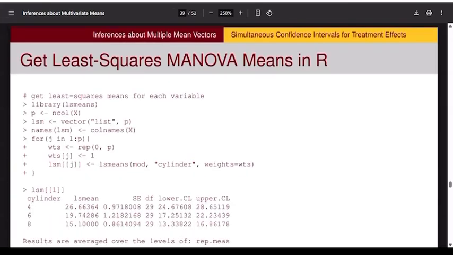But let me tell you this. We have a way to investigate all of that in R. In this course, I allow the use of R software. If you take a look at what I'm displaying now, it is least square MANOVA means in R. What do we mean by that? What we mean by this is, can we have a way to adjust the means controlling for covariates?